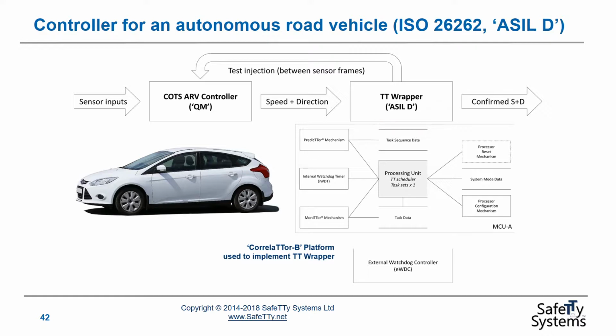It's typically going to be a dual-core lockstep processor running a simple TT software framework. This wrapper will be responsible for two things: for performing sanity checks on the speed and direction information that's obtained from the controller, and also for performing test injection between sensor frames on the ARV controller. The end result is, using the TT wrapper, we get the confirmed speed and direction information from our ARV controller, now in a form that we are more confident in the safety of this design.